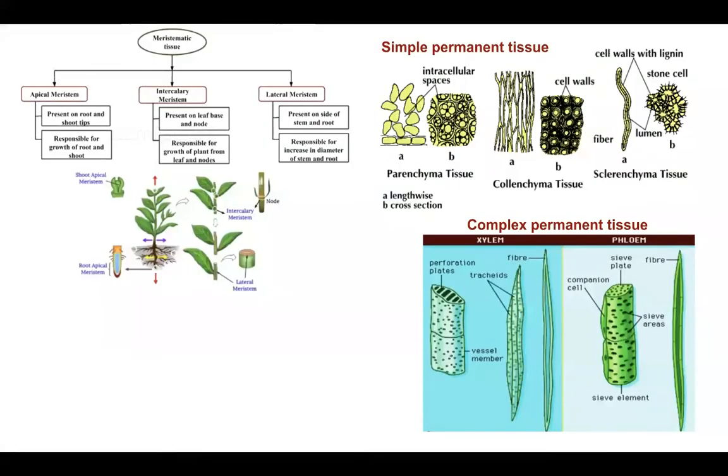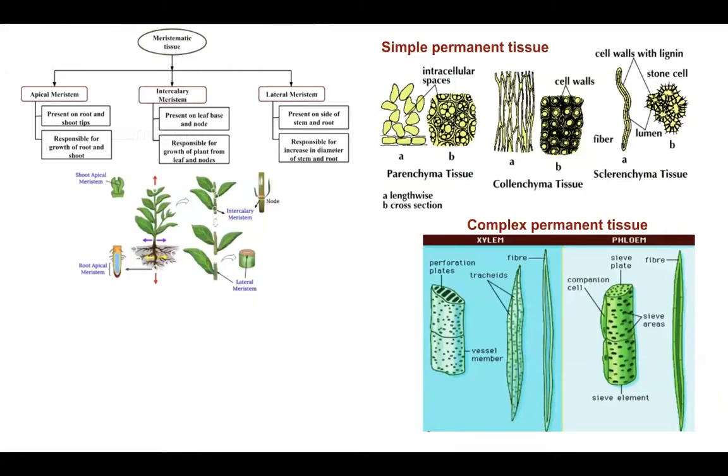So the plant tissues are primarily divided into three different parts: the meristematic, and the simple and complex permanent tissues. The meristematic tissue is made up of cells which are rapidly dividing and bringing about growth in the plant parts. The growth can be in the root, in the shoot, in buds, in nodes, in the diameter of a plant. The permanent tissues are of two types, simple and complex.